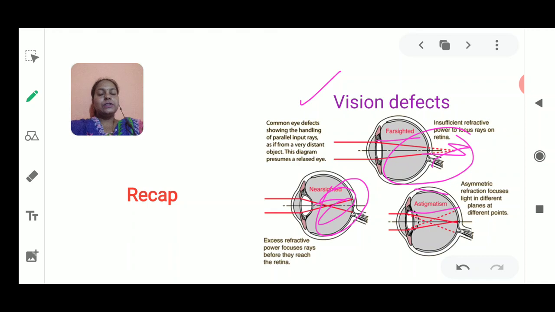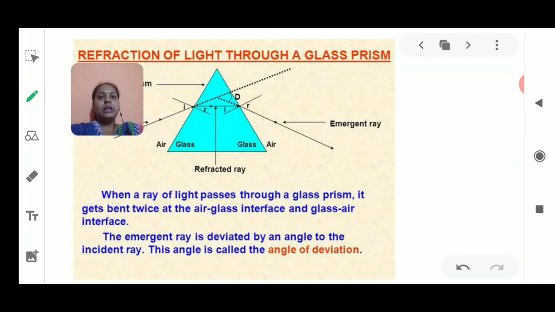Now in today's video I will move on to the next part of this chapter, that is refraction through a prism. So children, we have seen the refraction part for some days. I told you about the refraction in the glass slab. Now we will study about the refraction through this glass prism.